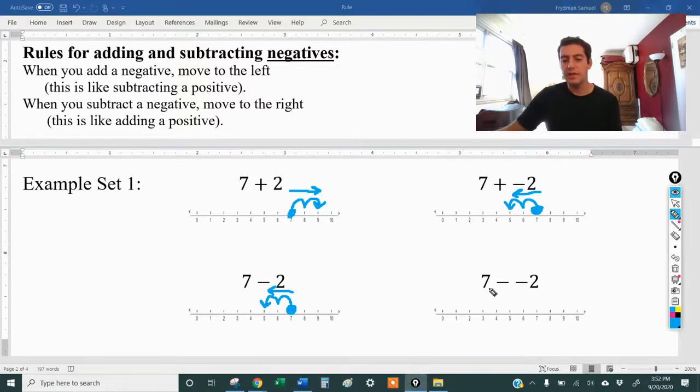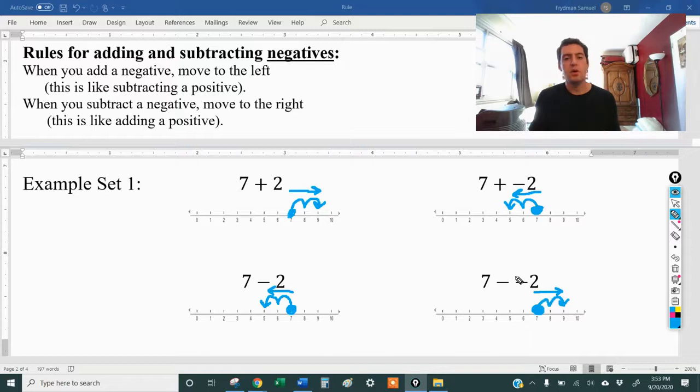On the other hand, if I'm subtracting negative 2, well, again, let's look at the rule. When you subtract a negative, you move to the right. So I'm going to start at 7, but this time I'm going to move to the right 2 spaces, 1, 2, and I get 9.